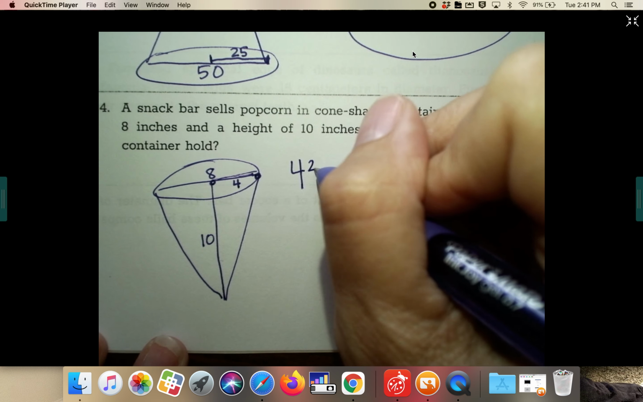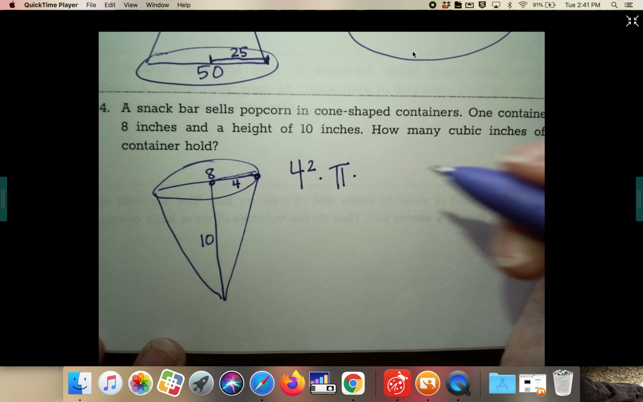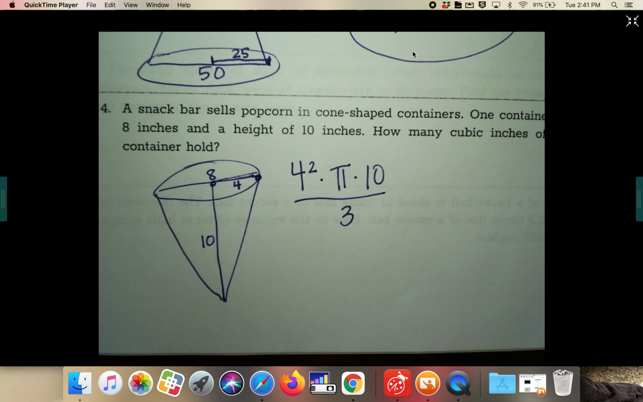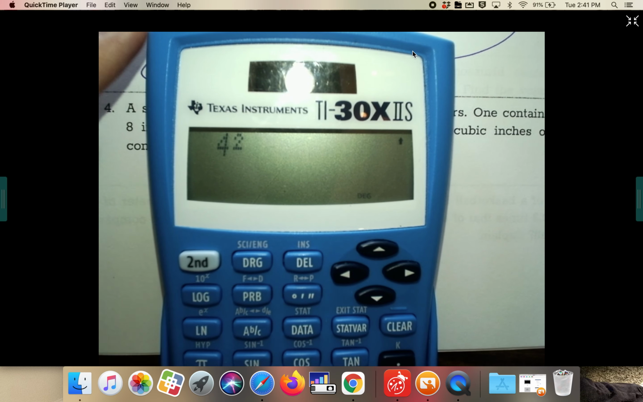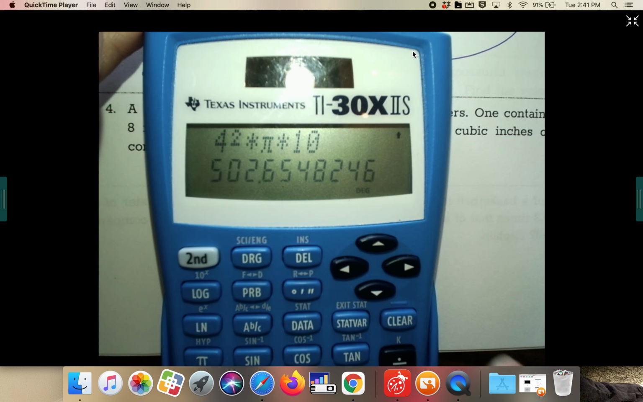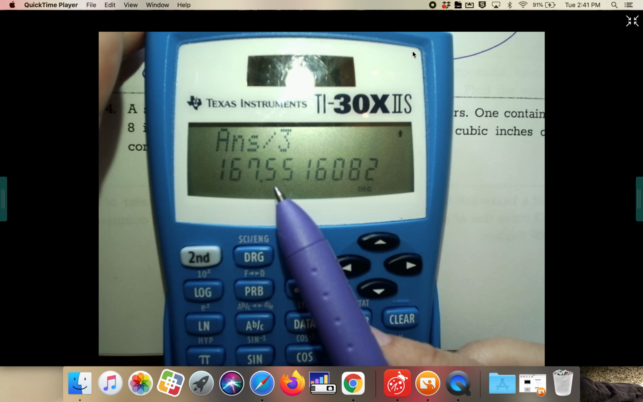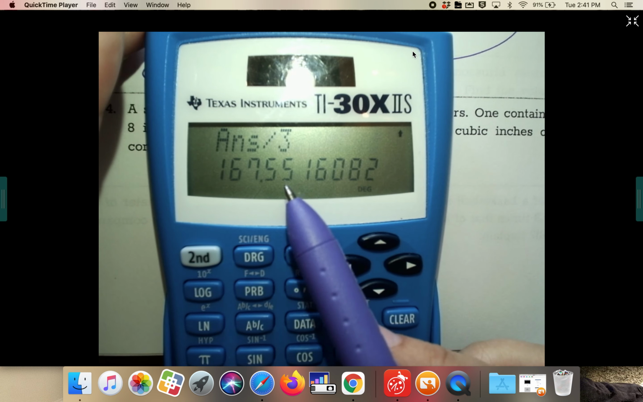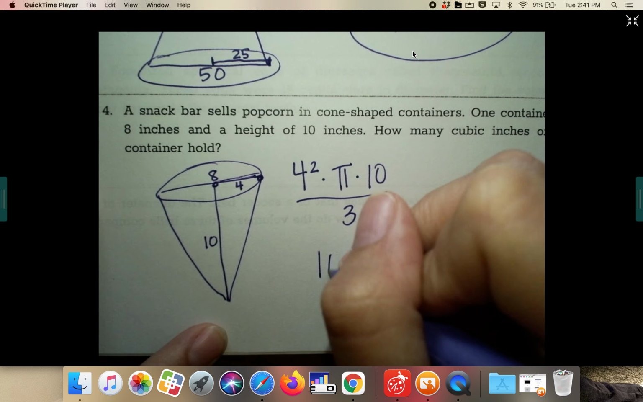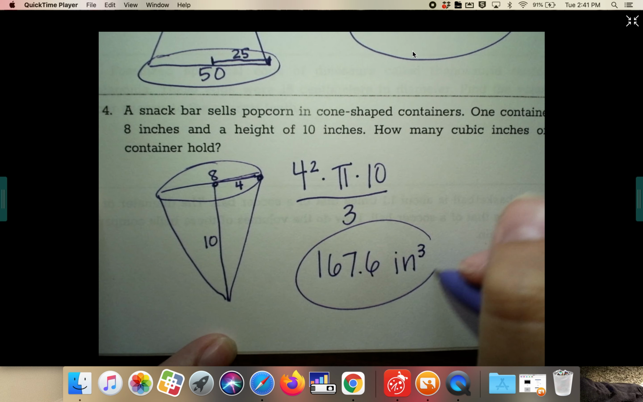So we're going to do 4 squared times, it didn't say 3.14, so I'm going to use my pi button, times the height, which is 10, and then we're going to divide the whole thing by 3. So 4 squared times pi times the height, which was 10, equals, divided by 3 equals 167.5. This 5 or above does bump it up to a 6. So 167.6, and that would be cubic inches of popcorn.